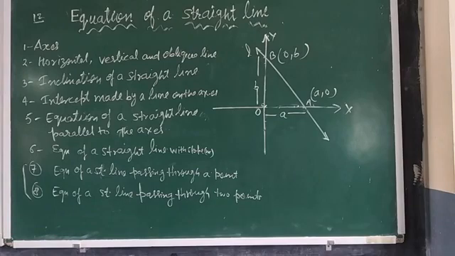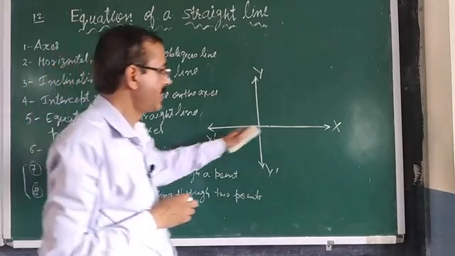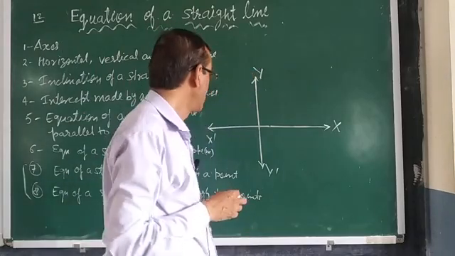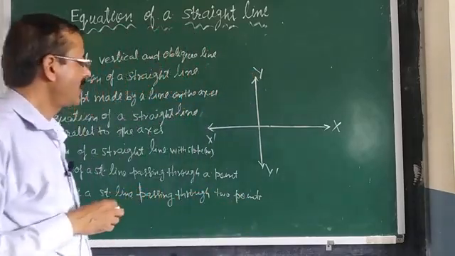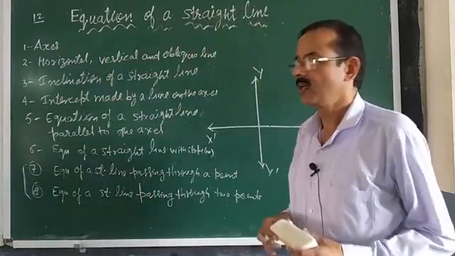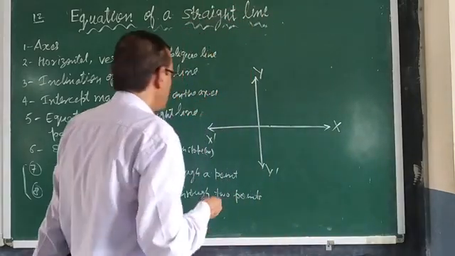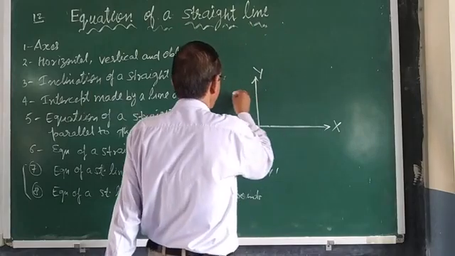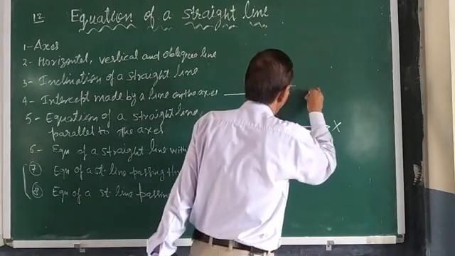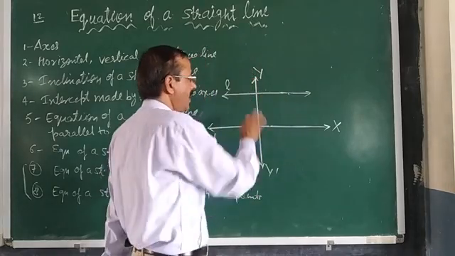Now, next, equation of a straight line. Equation of a straight line parallel to the axis. Axis means the x-axis and y-axis. So what will be the equation if the line is parallel to the x-axis or parallel to the y-axis? Let's discuss this. That is a basic thing. With the help of this, you can solve the given question. Suppose the line is parallel to the x-axis. This is the line here, parallel to the x-axis.